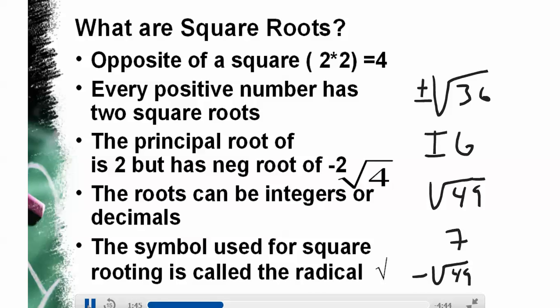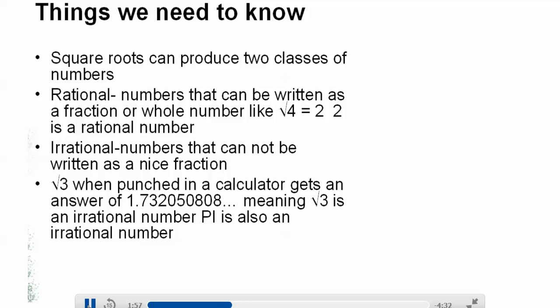That's a little more technical than what we need to get into in the course, but still wanted to make it known for you guys. The symbol is not called the square root symbol. The symbol is called the radical. Alright? Now, things that you need to know. There are 2 types of ways to classify a square root. Rational numbers, which are numbers that can be written as a fraction or a whole number. So the square root of 4 is an example of a rational number because the square root of 4 is 2. The square root of 49 is 7, so that's a rational number.